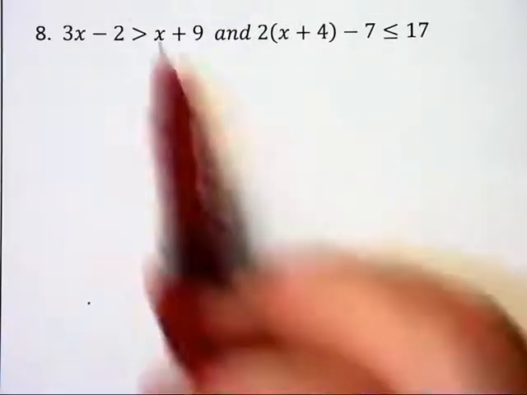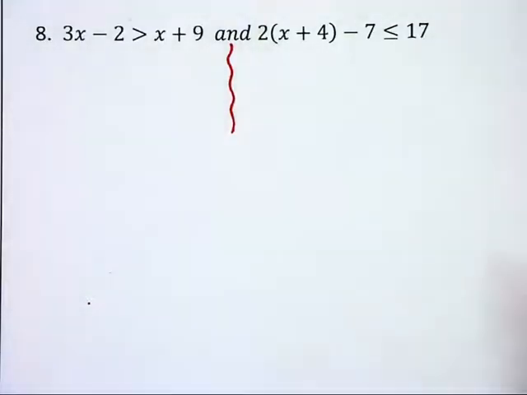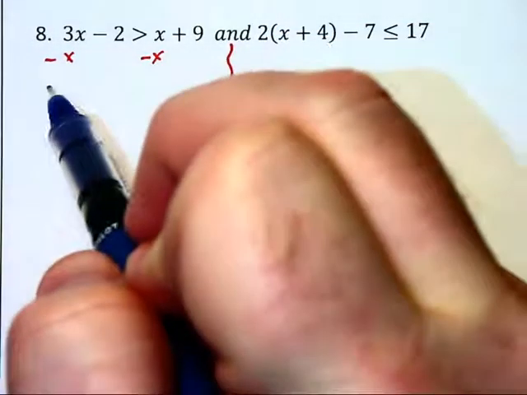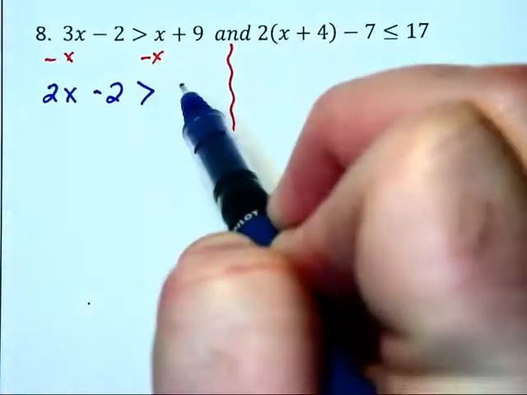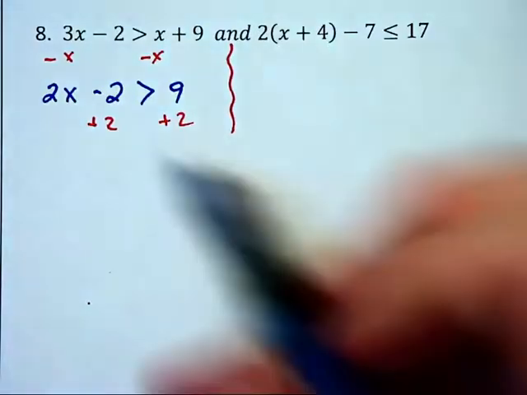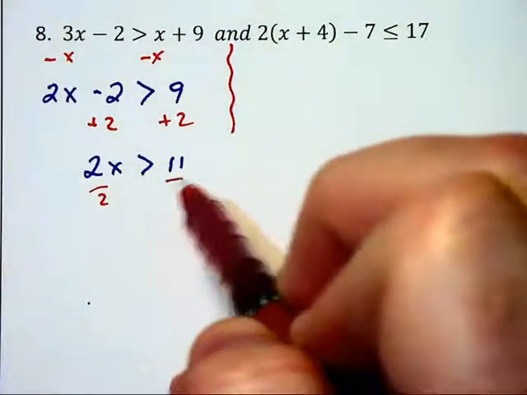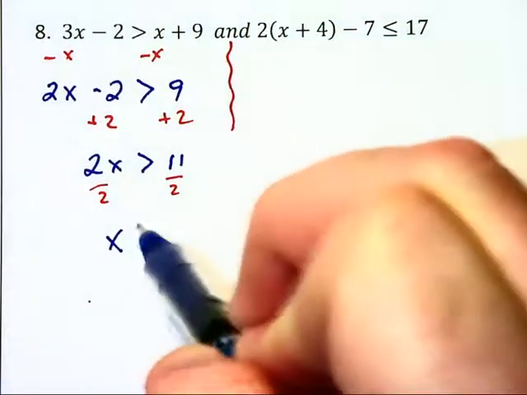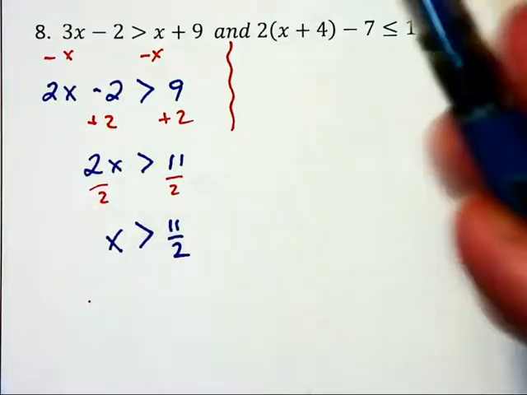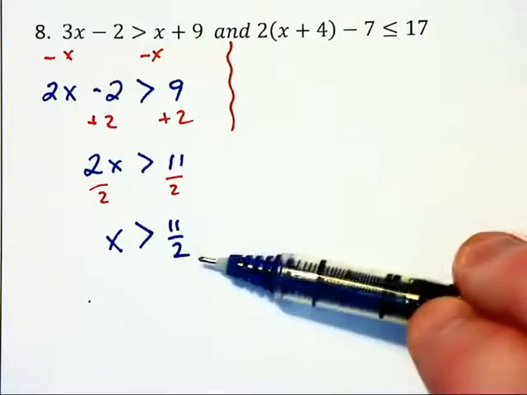Finally, we're going to need to solve each of these inequalities. Maybe pretend there's a little wall between these two problems here. Let's begin by subtracting x on each side of this first inequality. That will give us 2x minus 2 is greater than 9. Let's then add 2 to each side. This will give us 2x is greater than 11. And dividing each side by 2, I will have x is greater than 11 halves. Notice that will stay at greater than because I divided by a positive. If we divide both sides of an inequality by a negative, that's when we change the direction of an inequality.